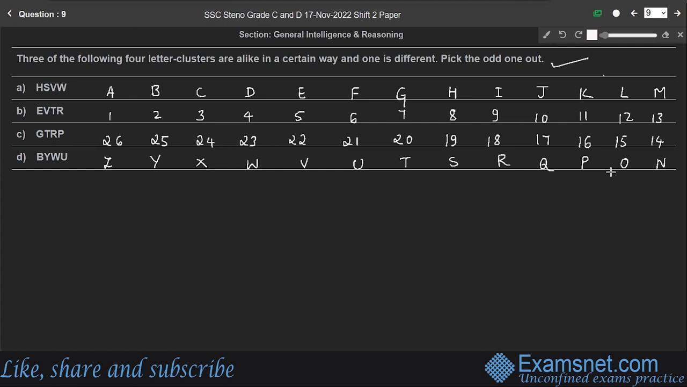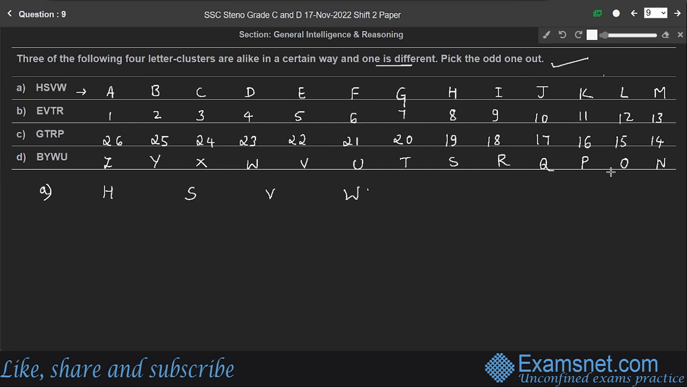Question number 9. Three of the following four letter clusters are alike in a certain way and one is different. Pick the odd one out. Here, for our reference, I have written the positional values of each alphabet. So we'll consider the first letter cluster, HSVW. These are the four letters of the first cluster.